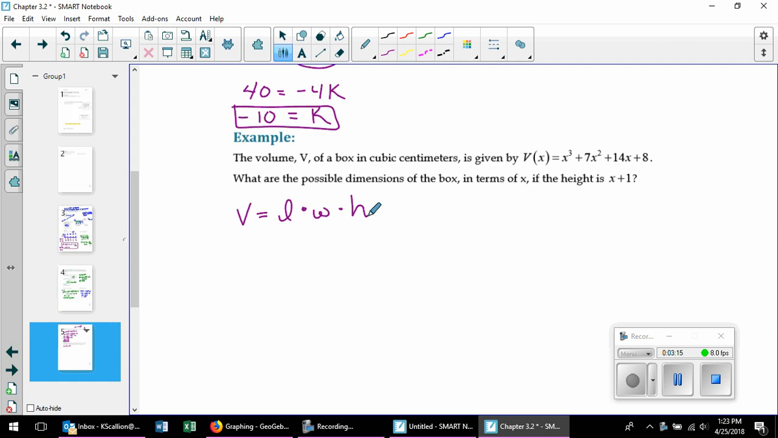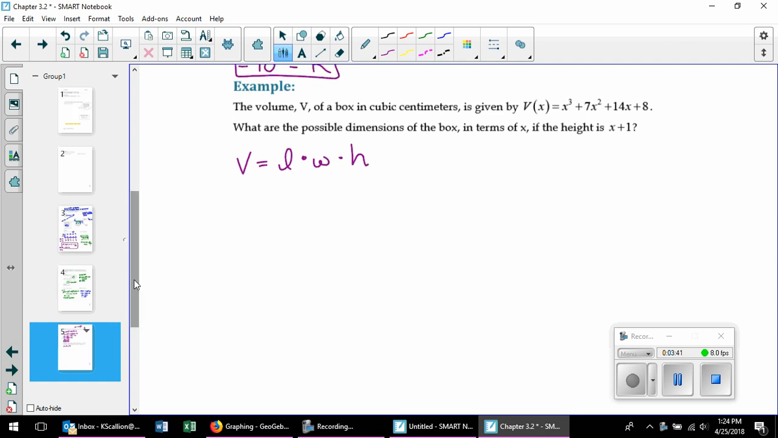We can do it optimizing it, so we can do it maxing it. But we don't know all that stuff yet. It doesn't say to maximize volume, it just says what are the possible dimensions. So if you ever watch the language, we're still going to kind of do the same thing. So we know that the volume is represented by x cubed plus 7x squared plus 14x plus 8. And that's equal to the length times the width times the height, which is x plus 1.